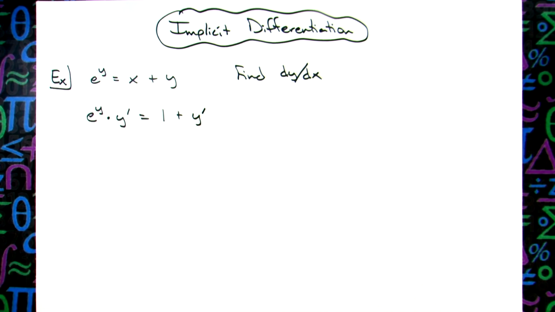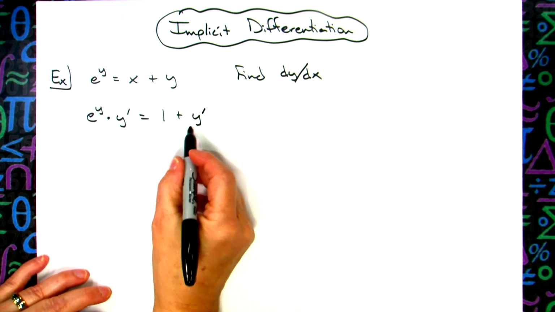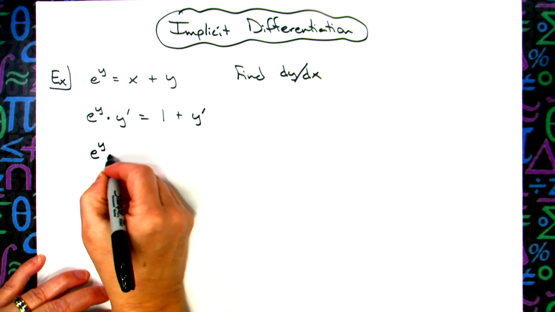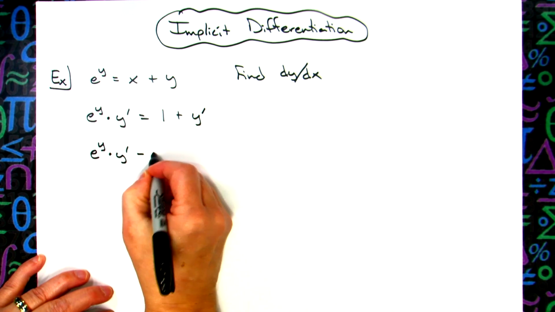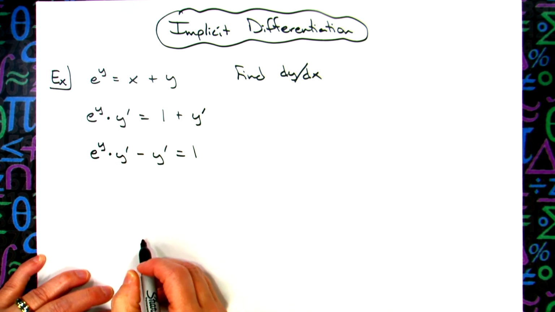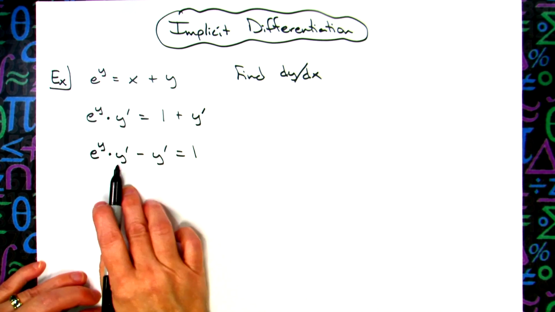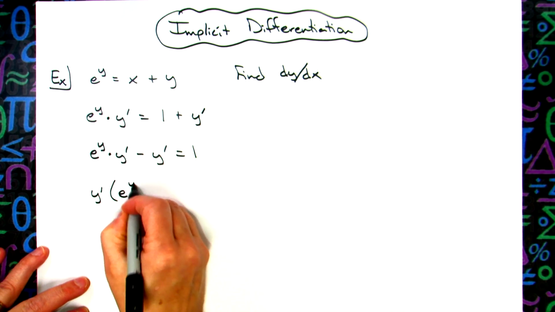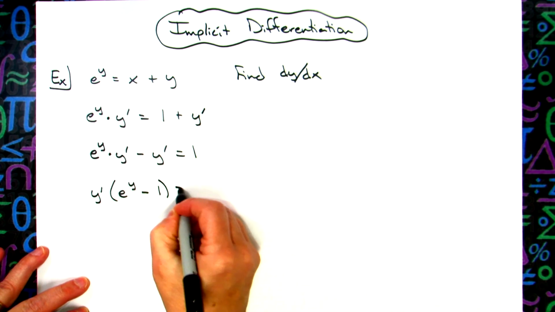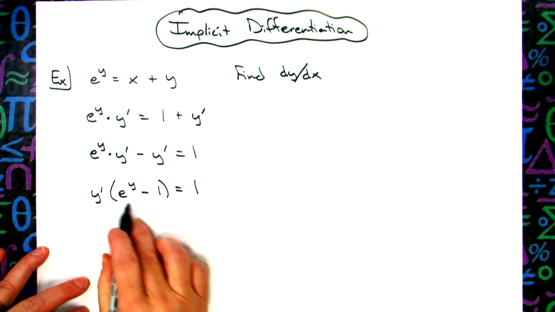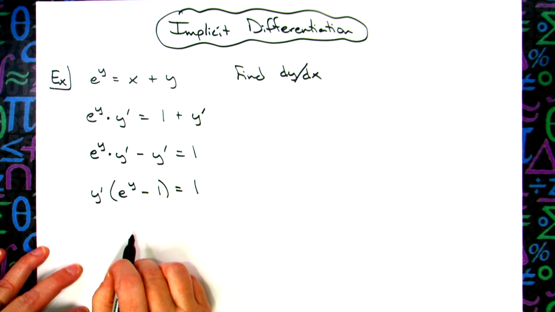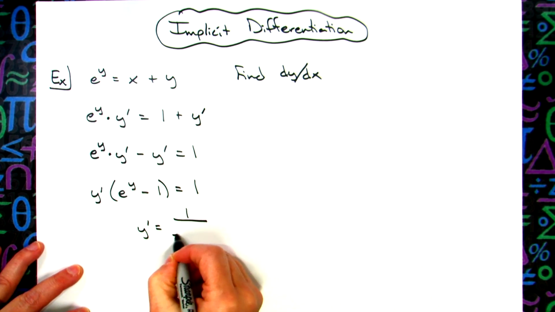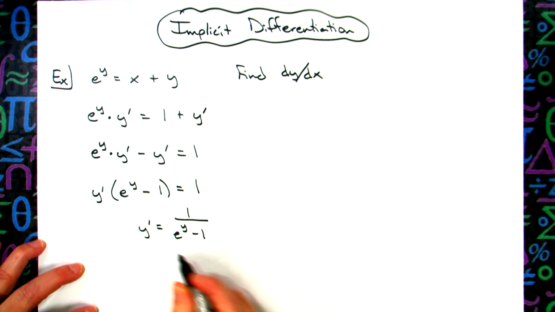All right, our goal here then would be to solve for a y prime. So I'm going to go ahead and subtract y prime from both sides. I'll have an e raised to the y times that y prime minus a y prime is equal to 1. I want to solve for y prime, so I'm going to factor out the y prime. That'll leave me with an e to the y minus 1. Solving for y prime, I'm going to divide both sides by e to the y minus 1. So we'll have a y prime is equal to a 1 over e to the y minus 1.